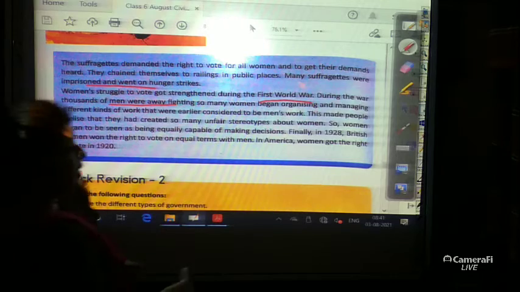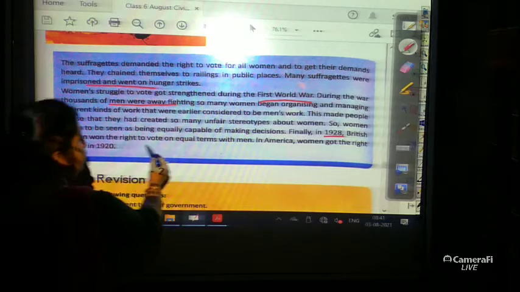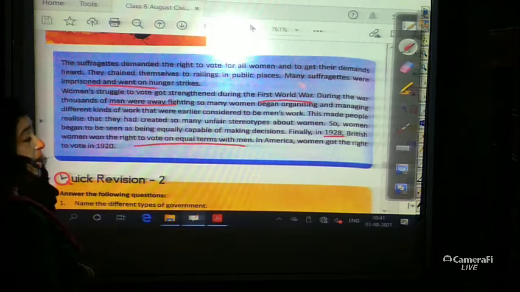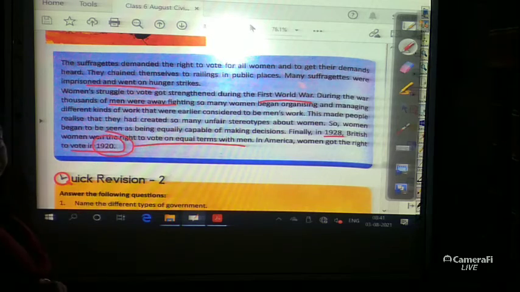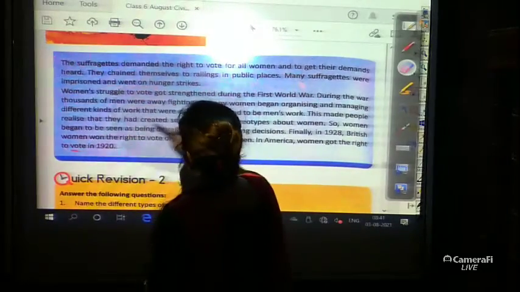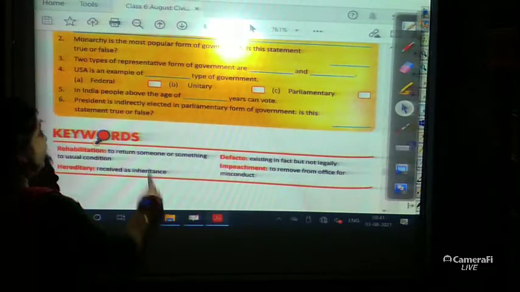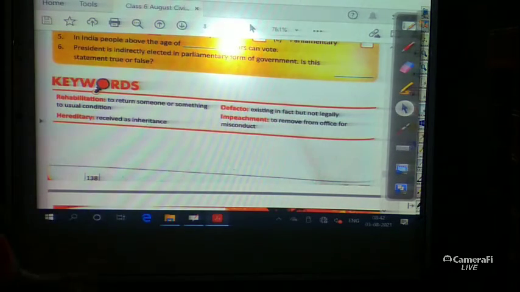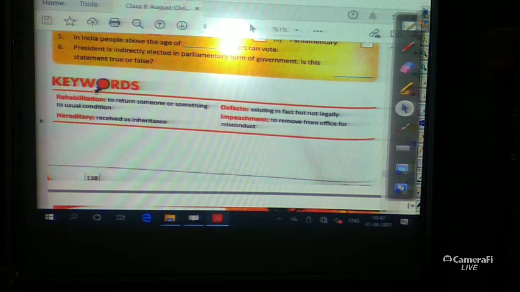Finally, in 1928, British women won the right to vote on equal terms with men. In America, women got the right to vote in 1920. This knowledge is very important for us. There are many keywords, and our chapter is basically completed. The keywords are rehabilitation, heredity, de facto and impeachment.